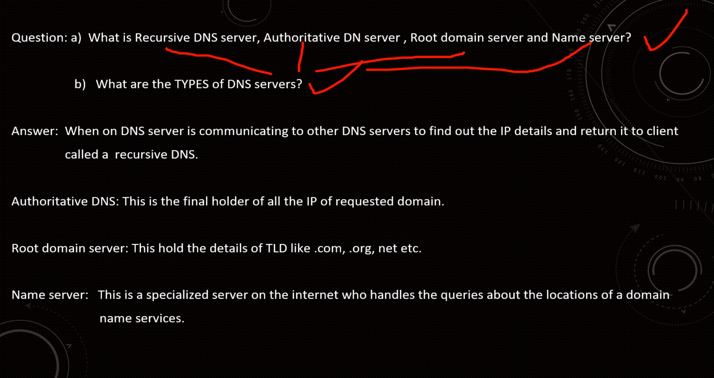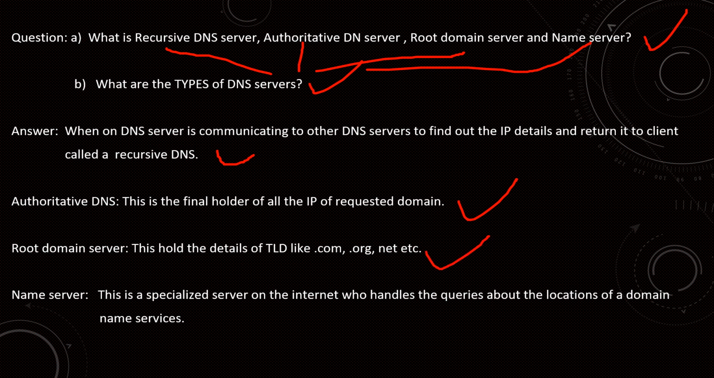When a DNS server is communicating with another DNS server to hunt for the IP details and then return them to the client, it is called recursive, right? So guys, recursive means when a DNS server is communicating with another server to find out the IP details, and then it will re-communicate to the client. This is called recursive DNS. Second is authoritative DNS. This is the final holder of the IPs of the requested domains, right? That means it stores all the IPs of the requested domains.